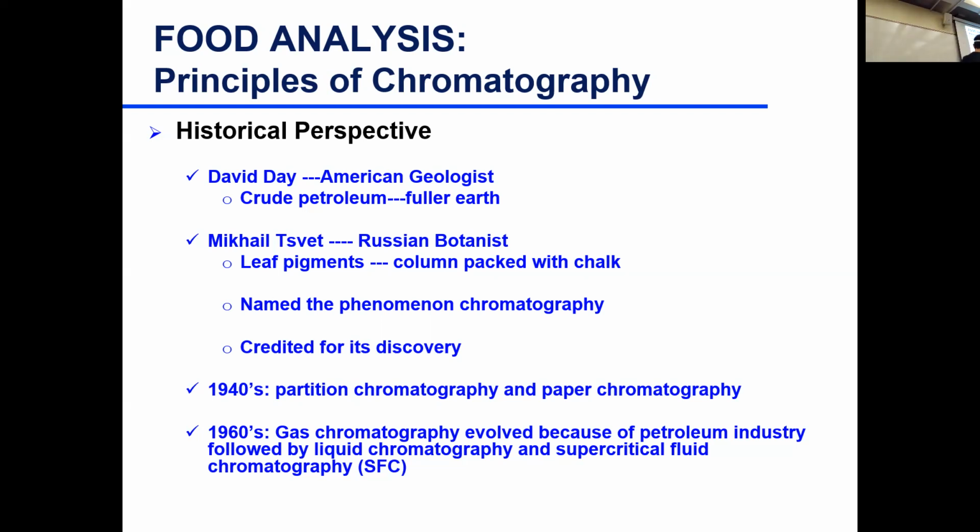The person that came next is Mikhail Tsvet, a Russian botanist, and he separated leaf pigments using chalk. So he got those different colors of the pigments. He named it chromatography, chroma for color. Now, not all substances or compounds we separate by chromatography nowadays absorb light. So we use chromatography, but not all of them are based on absorption of light.